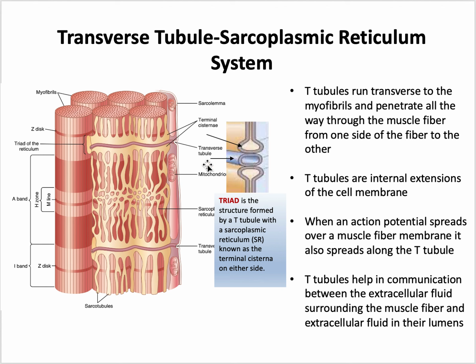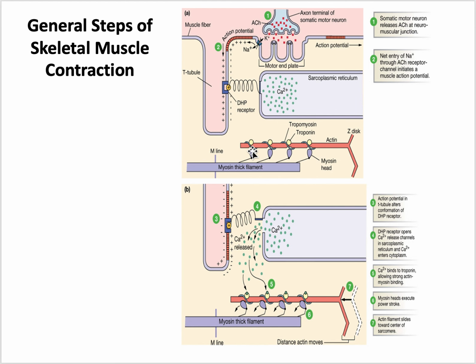And so the action potential travels down these T-tubules, and it's going to affect receptors, or channels rather, that are connected to the sarcoplasmic reticulum. And so this is what I'm going to show you now. Here's our skeletal muscle membrane. That action potential is going to travel down the length of the plasma membrane of the skeletal muscle cell and also down the T-tubules.